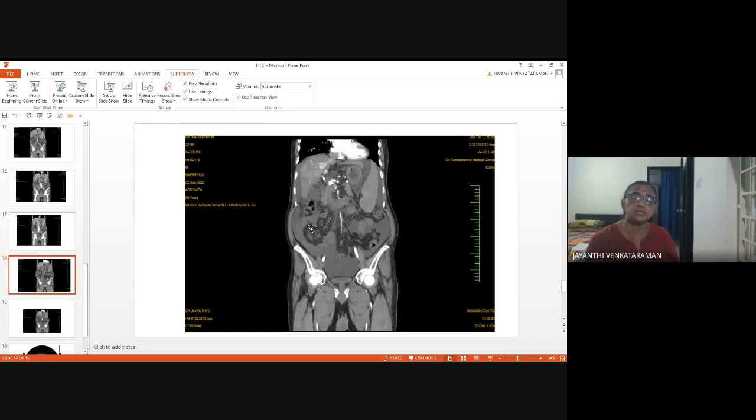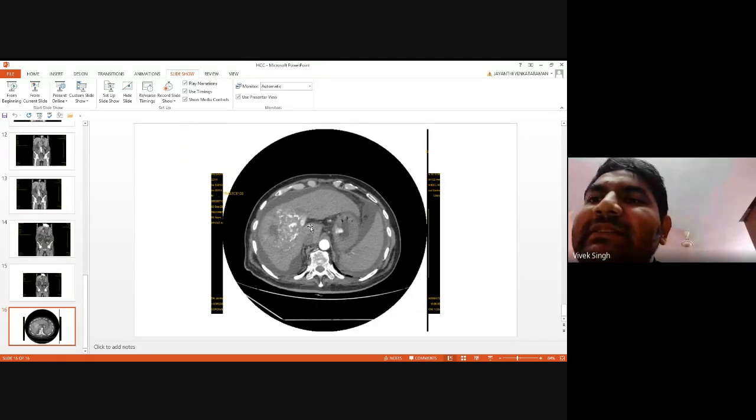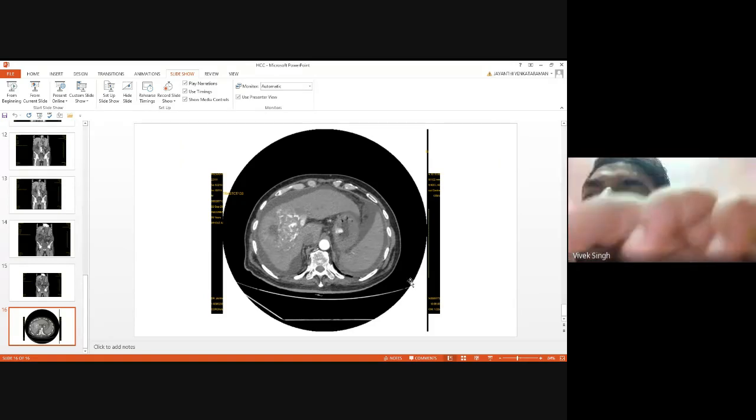Now, how will you manage this patient? Quickly tell. Look at this lesion going into the IVC. This is beautiful. This will be BCLC stage C, ma'am. BCLC C because of invasion into the IVC, because of vascular thrombosis. Extrahepatic vascular invasion. So, how will you manage this patient?